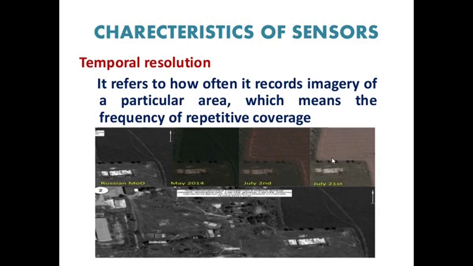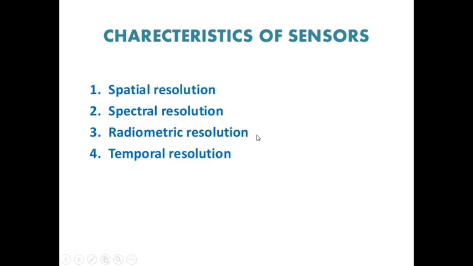So here you can see now gradually the land has been cleared, and maybe it is again ready for recultivation. So this type of changes that has occurred in a very short period of time in a particular area can be recorded if the sensor or the satellite is able to do that in a very repetitive manner within a very short period of time. So it is the temporal resolution. So these are the four types of resolution that characterize the satellite sensor used in the remote sensing satellite.